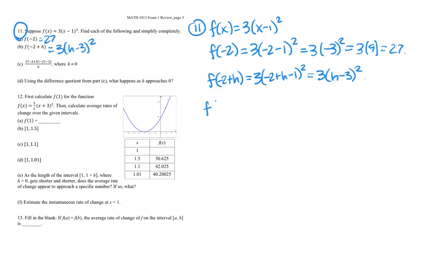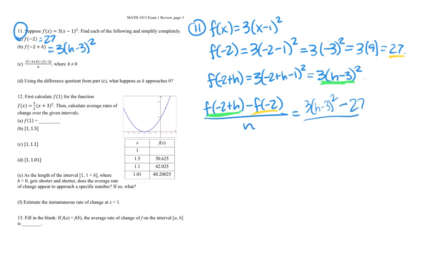And then if I want to do f of negative 2 plus h minus f of negative 2, over h, I want to look at the pieces that I've already done. So this part corresponds with this value, and this part corresponds with the value 27 that I found before. So I can replace the parts that I know already where they need to go. So I have 3 times (h minus 3) squared minus 27, over h. Now, to simplify further, I'm going to go ahead and square this h minus 3. So to do that, that means I'm taking h minus 3 times h minus 3.